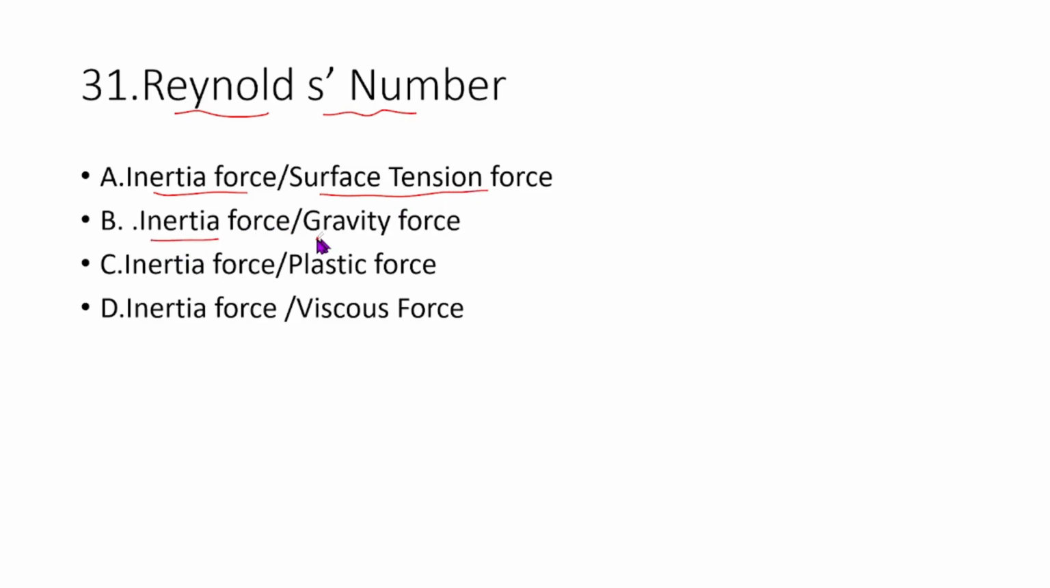Reynolds number is equal to: A. Inertia force divided by surface tension force. B. Inertia force divided by gravity force. C. Inertia force divided by plastic force. D. Inertia force divided by viscous force. So the correct answer is inertia force divided by viscous force.